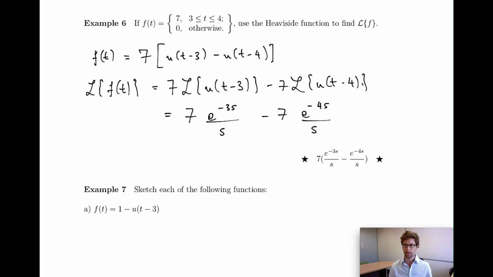So we're going to finish up the lecture by sketching a couple of different functions and seeing how the Heaviside function can be used to simplify lots and lots of different kinds of functions. You can see then that we can use these ideas to find the Laplace transforms of quite a wide variety of different discontinuous functions.